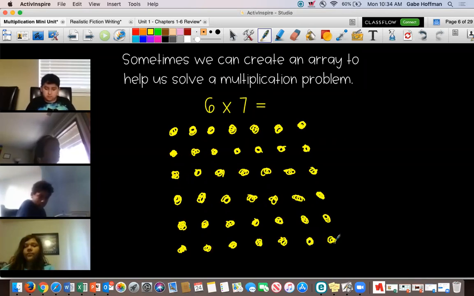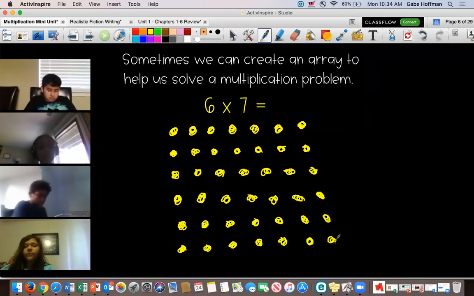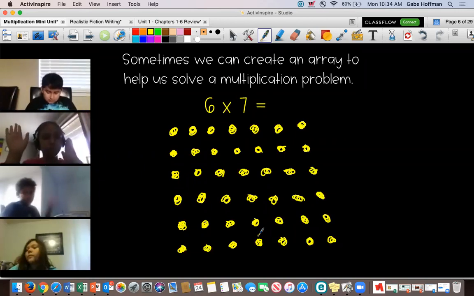So now I have 6 rows of 7, and now I can kind of find my answer to 6 times 7. If I need to, I can count every last dot on there. I'm going to keep saying that. Alex, do you know the answer to 6 times 7? I'm going to give you a minute to figure it out because I think you can figure it out using your array.